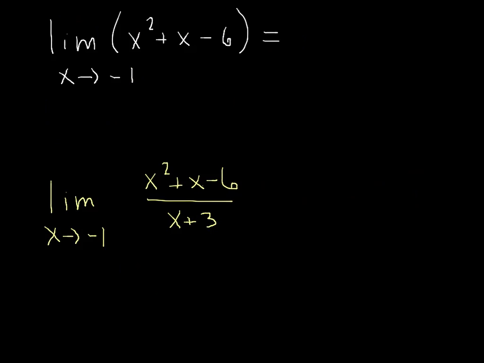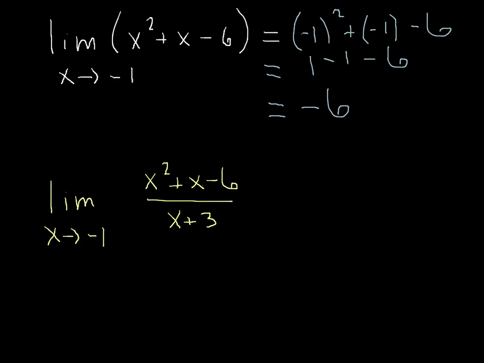So if we look at the limit of x squared plus x minus 6, that is a polynomial function. So that limit would be negative 1 squared plus negative 1 minus 6. So we have 1 minus 1 minus 6. So the limit as x approaches negative 1 of x squared plus x minus 6 is negative 6.